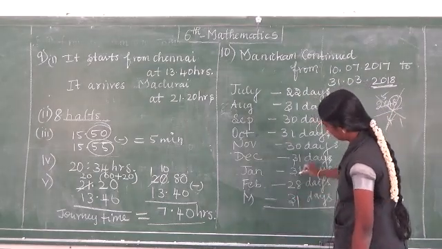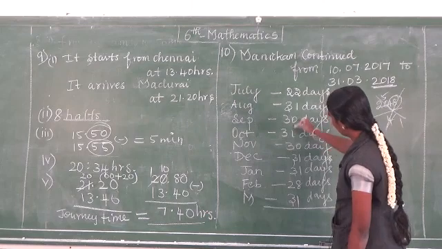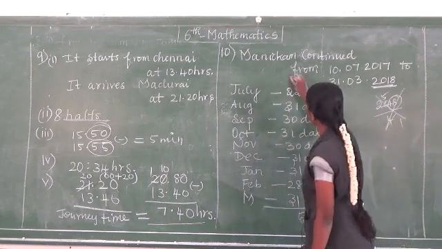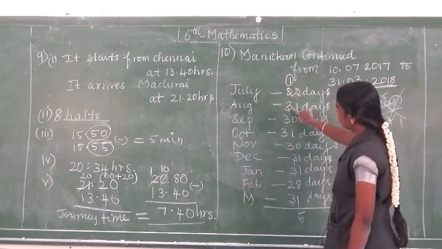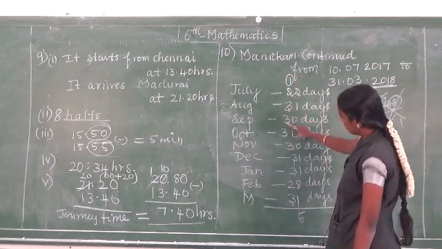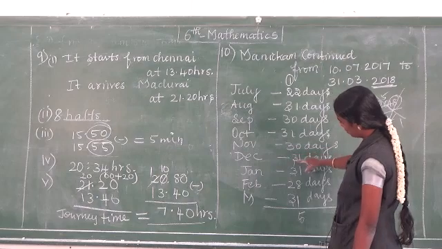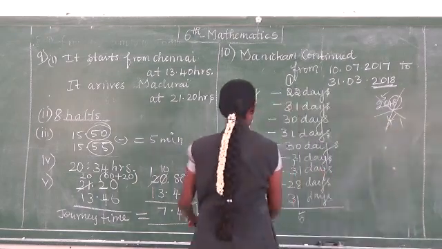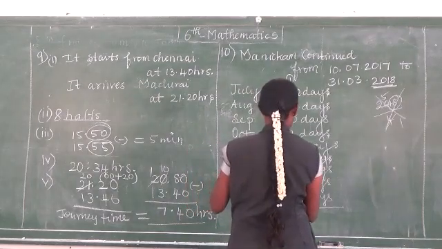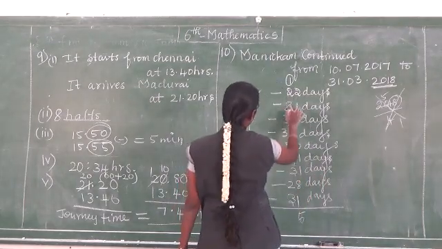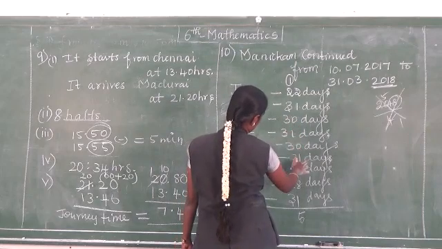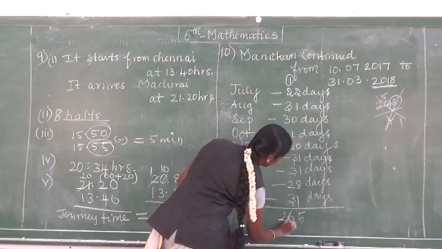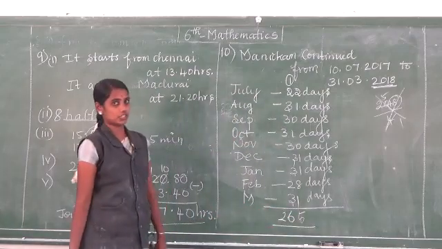One plus 8, 9, 10, 11, 12, 13, 13 plus 2, 15. 3 plus 3, 6, 9, 12, 15, 18, 21, 25, 27. 3, 6, 9, 12, 15, 18, 21, 23, 26. 265 days totally we have.